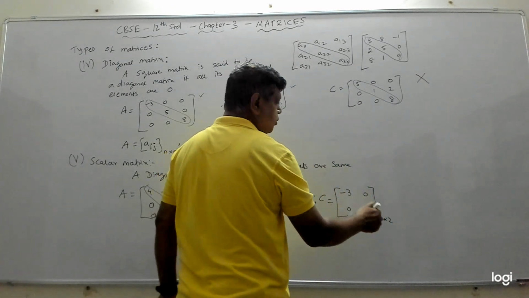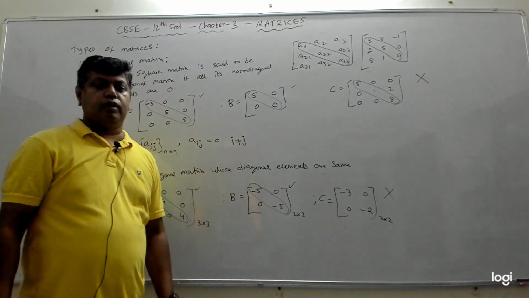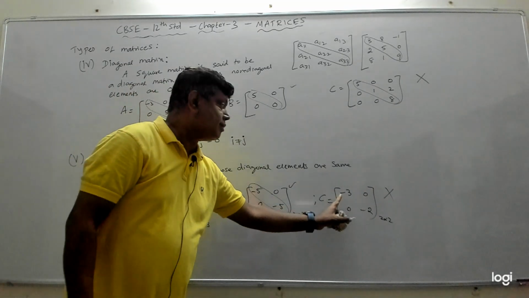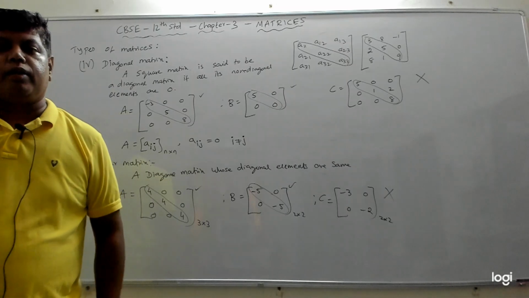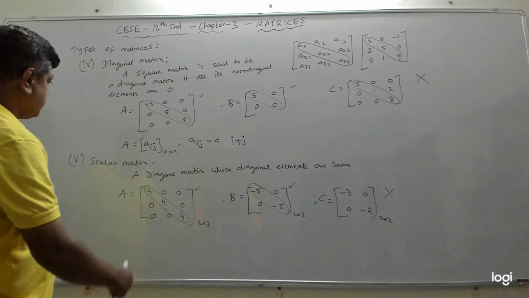-3 and -2. So this is not an example of a scalar matrix, but however it is a diagonal matrix. But it is not a scalar matrix because the diagonal elements are not the same. Right? So in general, how do we define this?